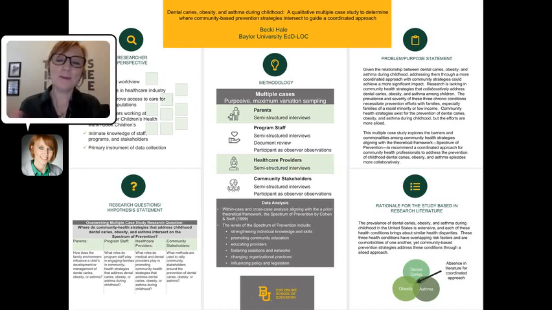So before I walk through the different elements of my poster, I just wanted to give you the overall aim. This multiple case study is to identify the barriers and successful commonalities among community health strategies aligning with the spectrum of prevention framework that work to prevent dental caries, obesity, or asthma episodes during childhood. Learnings from this case study will provide recommendations for a coordinated approach to community health professionals for addressing these three health conditions more collaboratively.